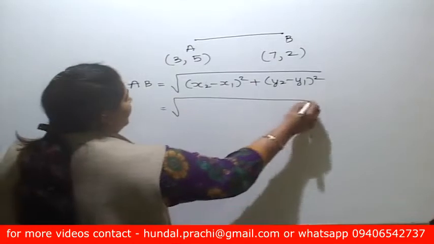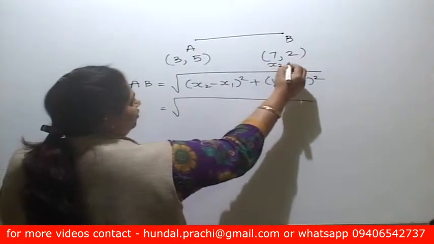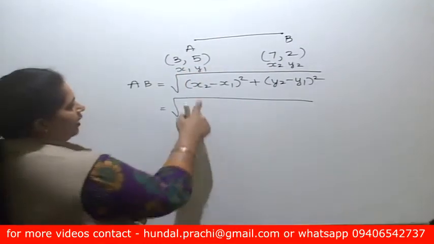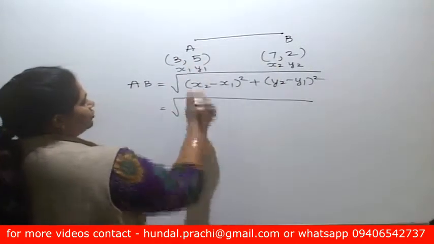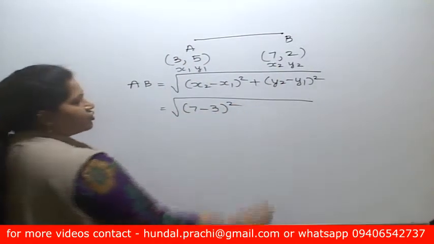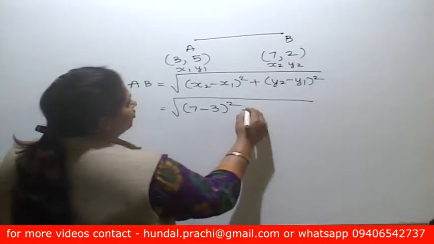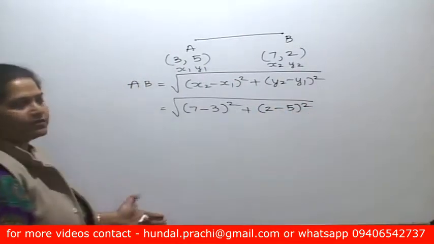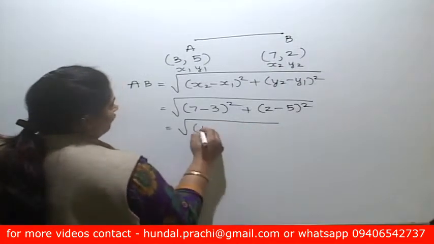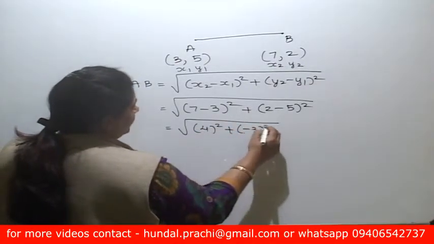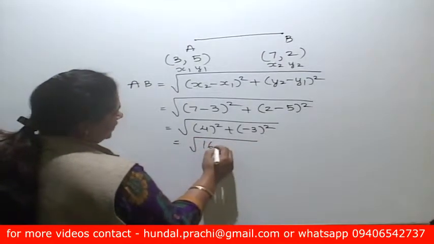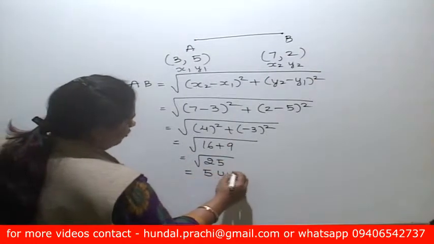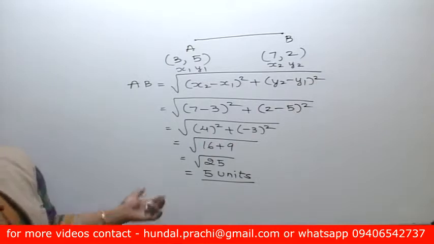Let us see now. Suppose I have taken this as x2 and y2 and this as x1 and y1. So according to formula, x2 minus x1, that is I am taking difference of 7 and 3 and I am taking square of this, and then y2 minus y1, that is 2 minus 5 and then taking square of this. So the answer will be square root of 4 square plus (minus 3) square, that is square root of 16 plus 9, that is square root of 25. So the distance between 2 points A and B will be 5 units.